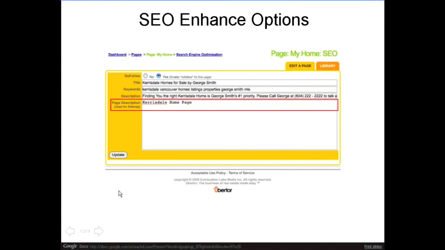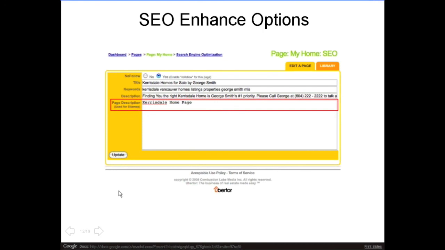So that's kind of it for the on-page factors that the Ubertor SEO enhancement addresses for the static pages like your home page, about us page, for buyers, for sellers, those kind of pages, any pages that you add to the menu.